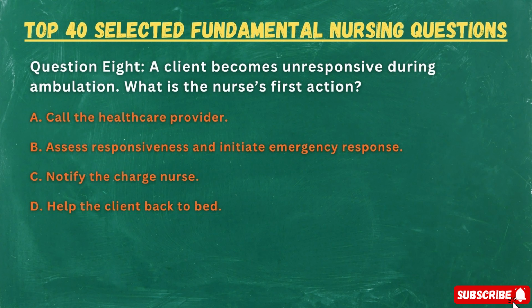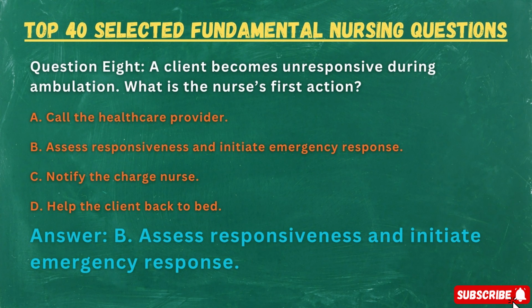Question 8. A client becomes unresponsive during ambulation. What is the nurse's first action? A. Call the healthcare provider. B. Assess responsiveness and initiate emergency response. C. Notify the charge nurse. D. Help the client back to bed. Answer. B. Assess responsiveness and initiate emergency response.